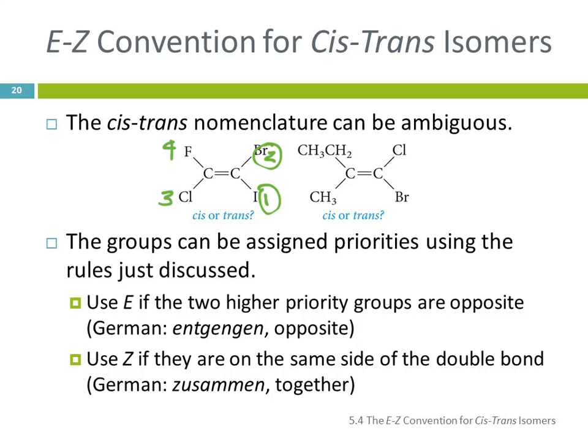No, that's not what we're going to do. It's not real clear until we do the example. We're going to look at the highest priority on this carbon and the higher priority on that carbon. And so on this carbon, number one is the higher of one and two. And then on this carbon, three is the higher of three and four. And so then we see that those are on the same side. And so together is zusammen. So this would be the Z configuration.